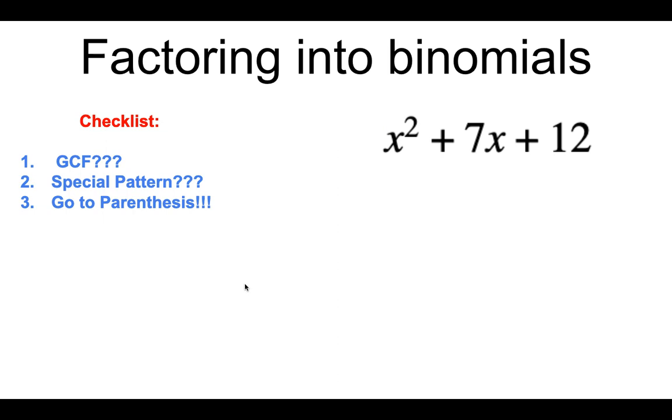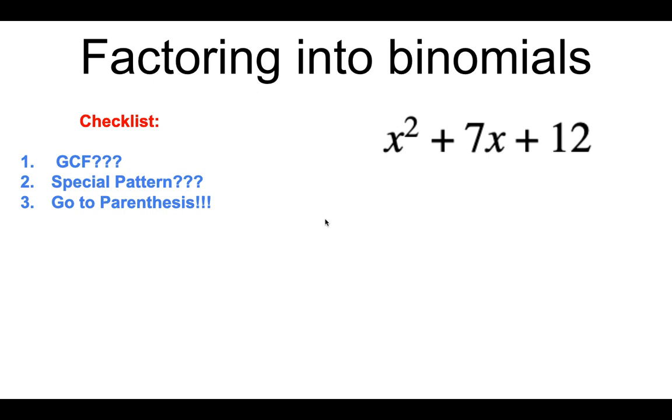Here's our example. I would like you to factor this trinomial. That's what we're going to be doing. So we're going to come up with two factors that when multiplied together will result in this trinomial. And it's pretty straightforward, okay? I think you guys will catch on pretty quickly. But in the back of your mind, go through the checklist. Is there a GCF? Not in this case. Is there a special pattern? Not in this case. So let's go to parentheses.